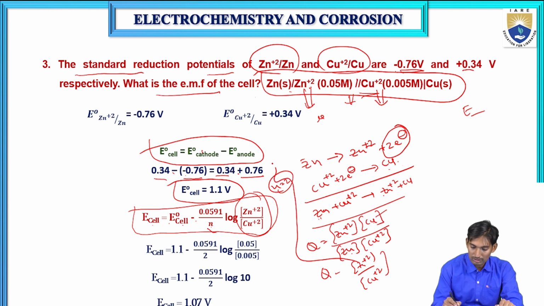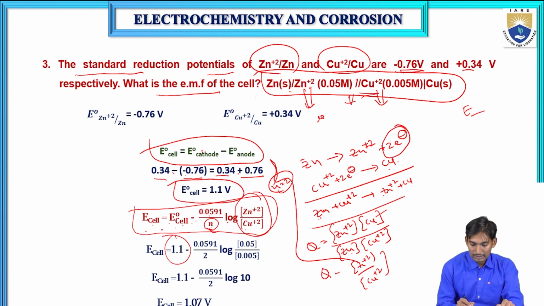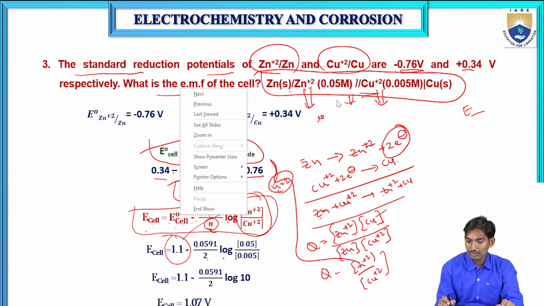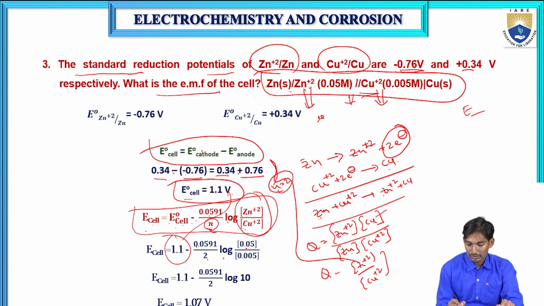Substitute these values in the Q. So the equation becomes E cell equal to E naught cell minus 0.0591, n equal to 2, and log of zinc plus 2 by copper plus 2 concentration. E naught cell we have already calculated, we got 1.1 volts. Substitute this value here, and 0.0591 divided by 2 log of zinc plus 2 concentration, which he has given as 0.05 molar, and copper plus 2 concentration is given as 0.005 molar. This 0.05 divided by 0.005 is 10.